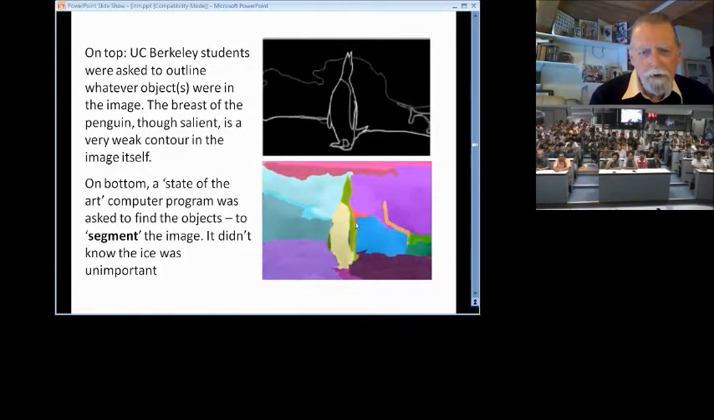Now this was a state-of-the-art computer. This is a false color image in which the computer segmented the image into different regions which seemed to be part of the same object. And it basically got the penguin, although it got a bit confused in here. And it certainly didn't put these together, which it should have. And it messed up the feet. So it's pretty close.